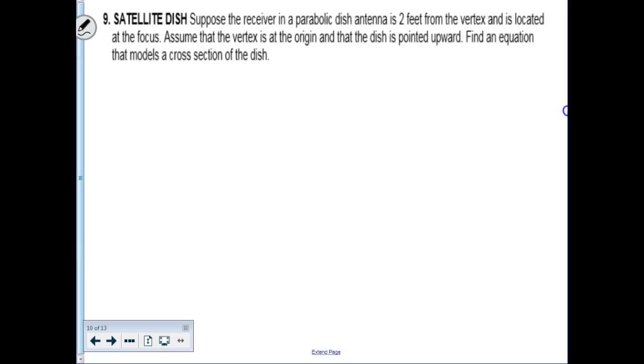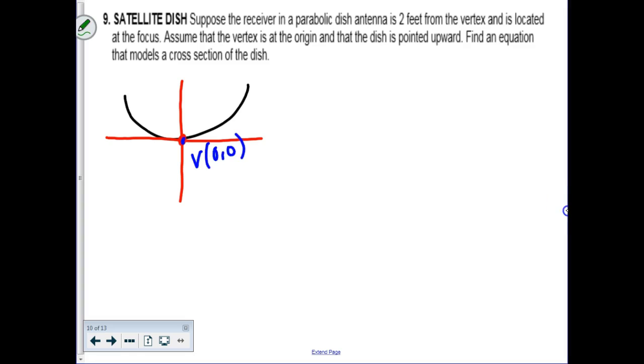You have a satellite dish, and the receiver is inside of the parabolic dish. It's 2 feet from the vertex, the bottom dip of the parabola. So you've got the satellite dish, and I'm going to superimpose a coordinate plane on it. Since I'm lazy, I'm going to do it like this. That was supposed to be at the origin. So the vertex is going to be at (0, 0), according to me.